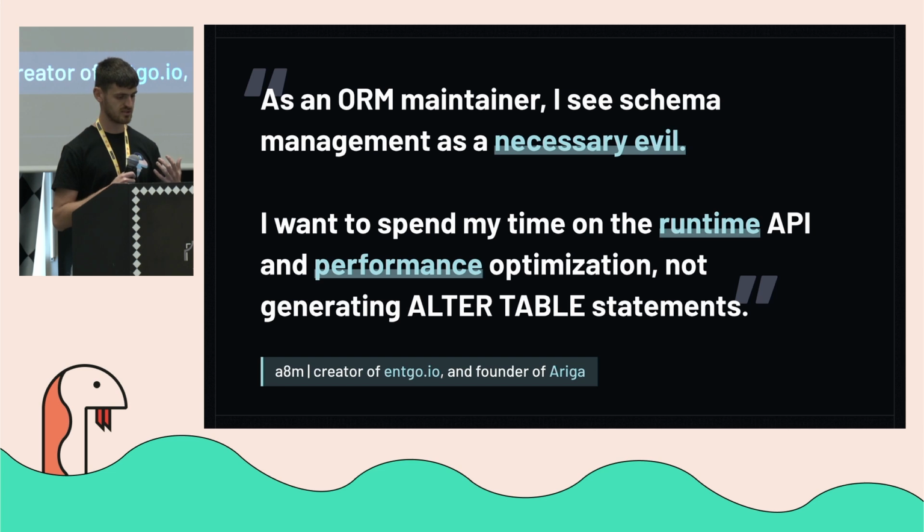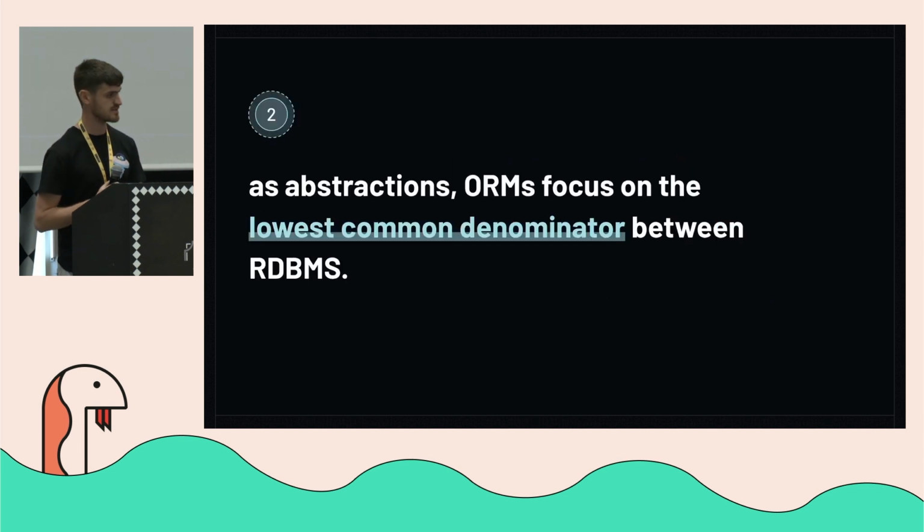I want my users to like my ORM. I'm going to focus on the factors that most people care about, which is the runtime API. I want to make a good developer experience in the runtime library. And I want to make my ORM fast. I want to make sure that it produces efficient queries. So thinking about the developer experience and the performance of the schema management solution is always going to be a secondary effort to me. It's always going to be lower on my priorities.